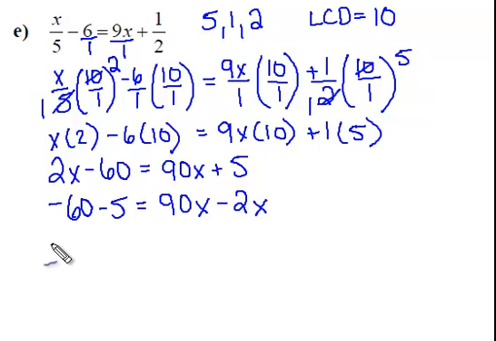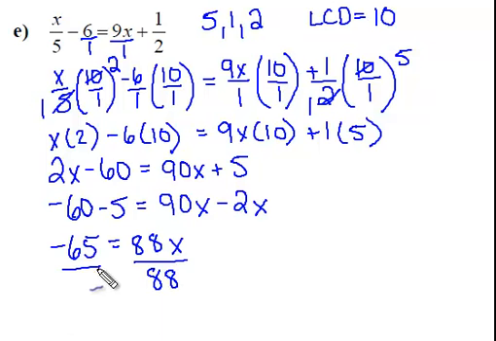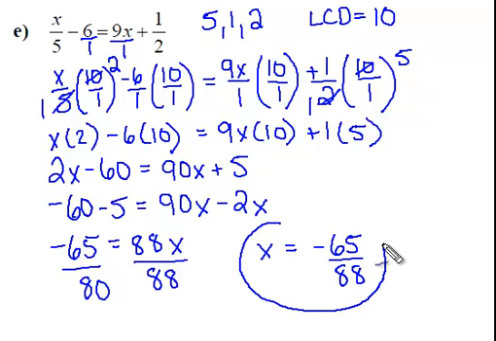There we go. Now I can combine my like terms. Negative 60 minus 5 gives me negative 65. And 90x minus 2x gives me 88x. In order to isolate x, I need to divide both sides by 88. So let's go ahead and do that. And I will be left with x equals negative 65 over 88. It's not the prettiest of answers, but it is in fact your final answer because it is reduced as it can get.